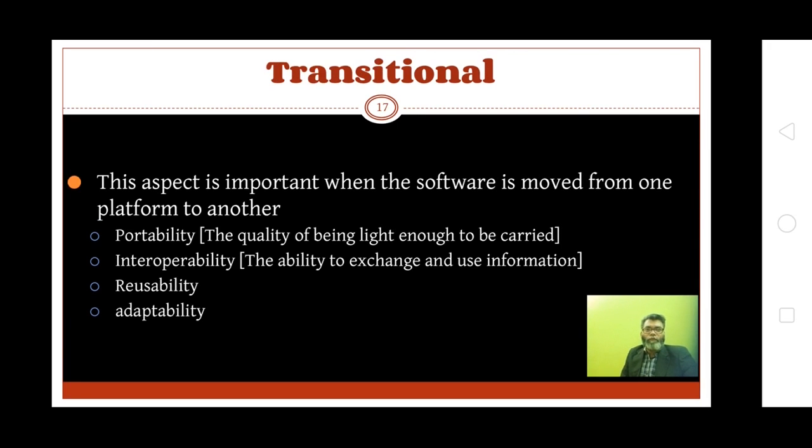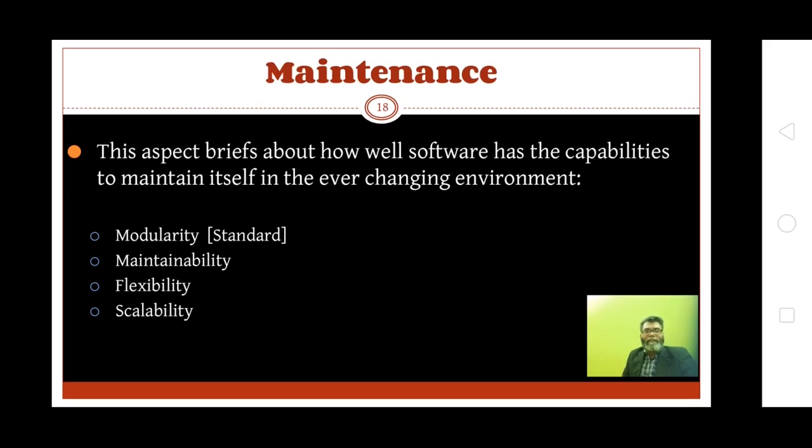Transitional. This aspect is important when the software is moved from one platform to another. Portability, that means the quality of being light enough to be carried. Interoperability, the ability to exchange and use information. Reusability and adaptability. Maintenance. This aspect briefs about how well software has the capabilities to maintain itself in the ever-changing environment. Modularity or standards. Maintainability, flexibility, and scalability.